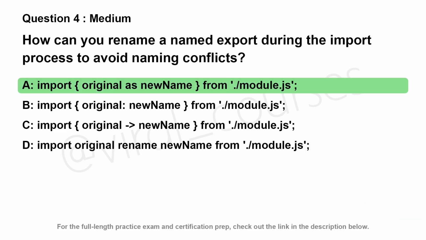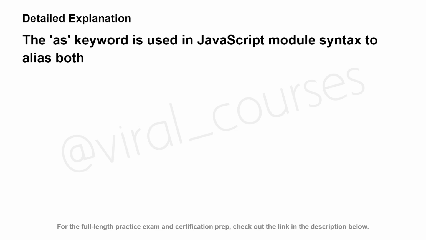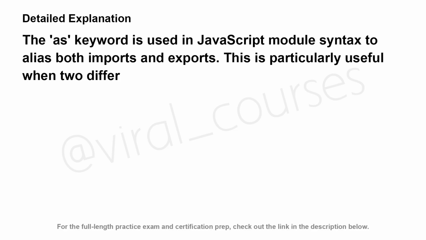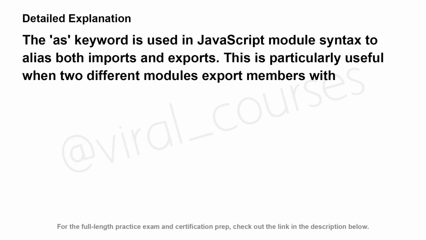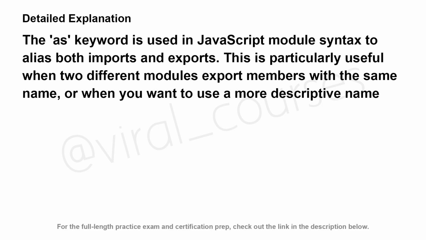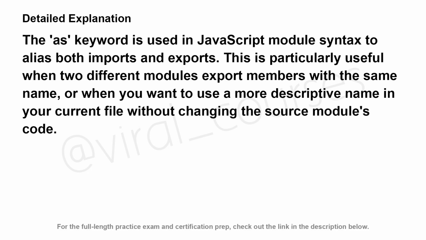The correct answer is A. The as keyword is used in JavaScript module syntax to alias both imports and exports. This is particularly useful when two different modules export members with the same name, or when you want to use a more descriptive name in your current file without changing the source module's code.